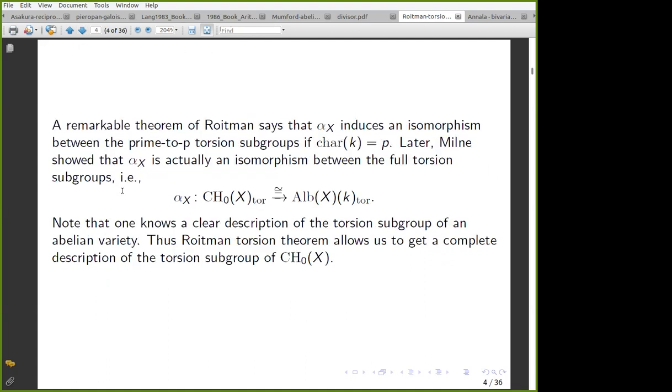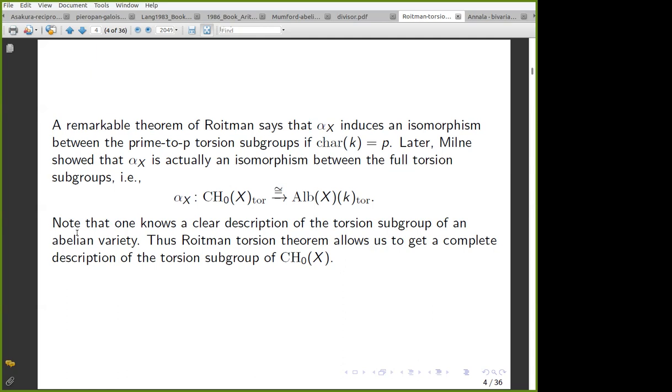Now, a remarkable theorem of Roitman says that this alpha_X induces an isomorphism between the prime-to-p torsion subgroups, if the exponential characteristic of K is p. Later, Milne showed that alpha_X actually is an isomorphism between the full torsion subgroups, namely the torsion subgroup of the Chow group and the torsion subgroup of the k-rational points of the Albanese variety. Remember that the torsion subgroup of the degree zero part is the same as the torsion subgroup of the whole Chow group, so I don't need to write degree zero anymore.